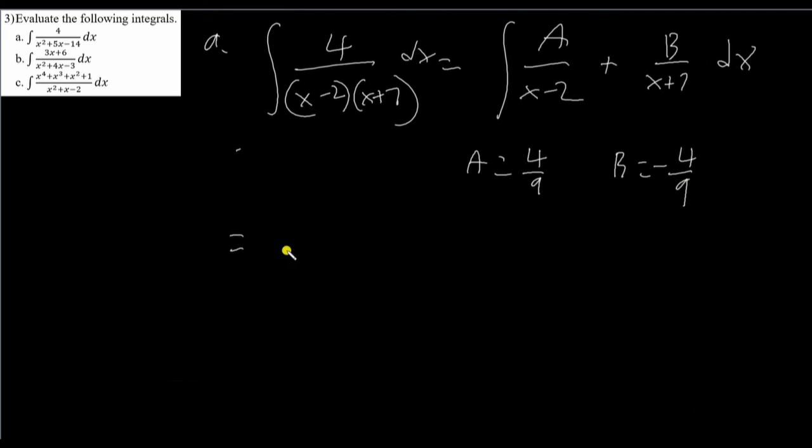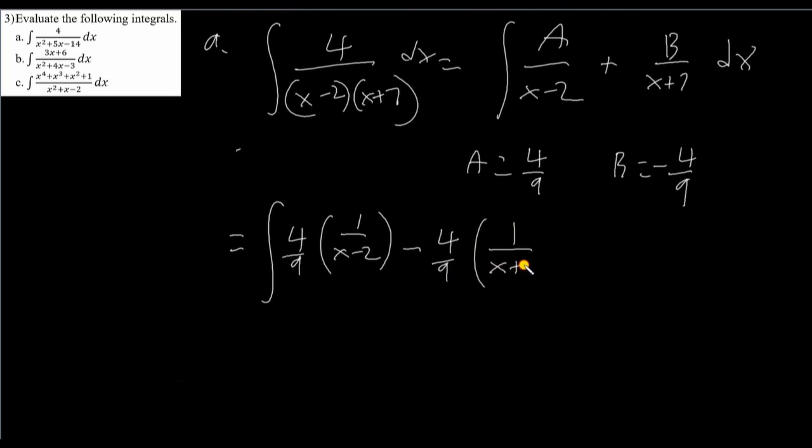And then this means I have the integral of, I'm going to plug in a and b back in, since I know their values now. I'm going to have 4 over 9 times 1 over x minus 2 minus, because b is negative, 4 over 9 times 1 over x plus 7. And these are both, since it's 1 over something, it's just going to be the natural log of that thing.